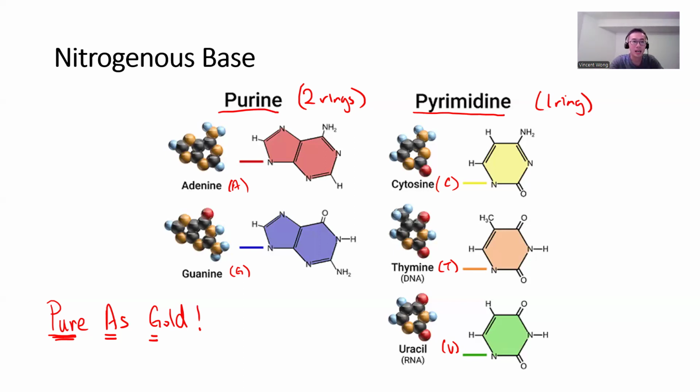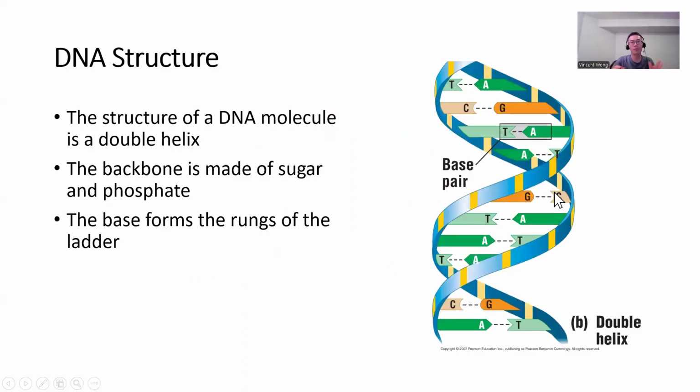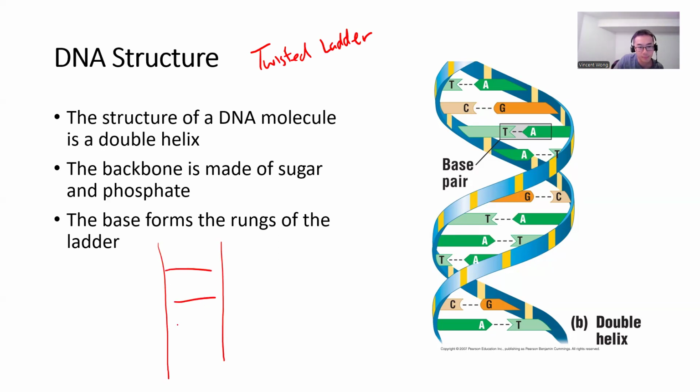Okay, so we're going to talk about the DNA structure. You probably have seen DNA before in movies and stuff like that, and it's like a twisted ladder. Okay, twisted ladder. Right? So if you think of a ladder like this, and if you take the ladder and then you twist it, then you basically have DNA.